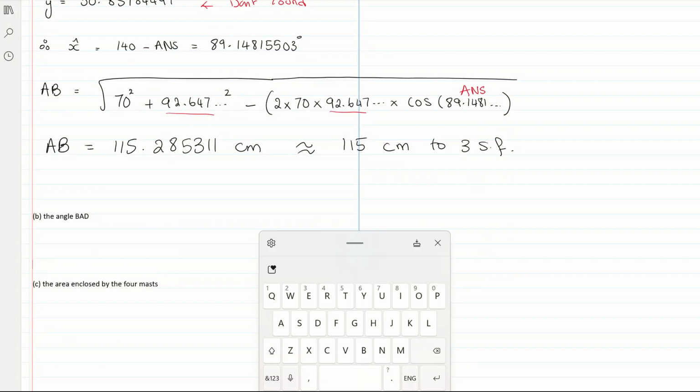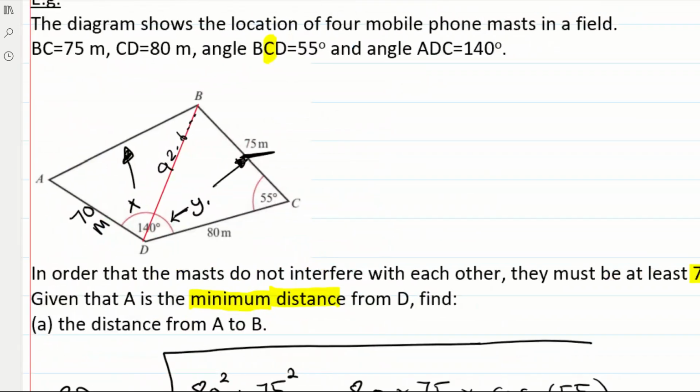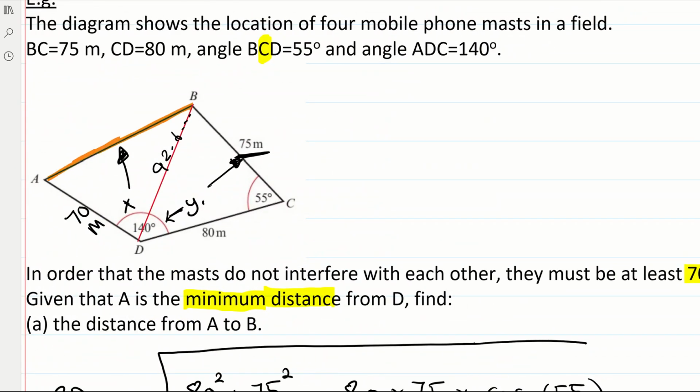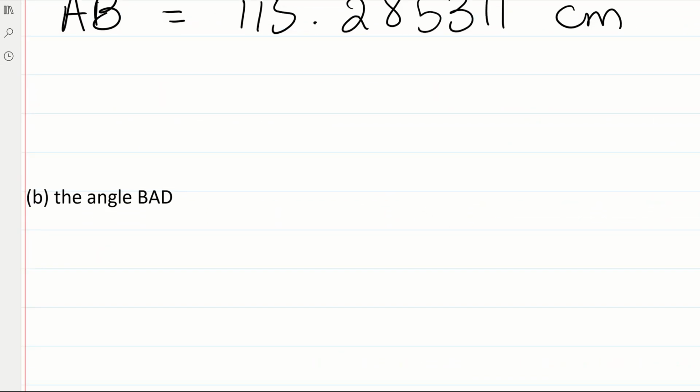The next question says, find the angle BAD. BAD is this one. I now have 3 sides, so I can find the angle. Since I want that angle, the side opposite is the side I'm going to subtract using the cosine rule. So angle BAD is cos minus 1.